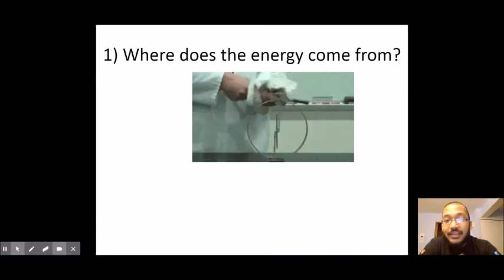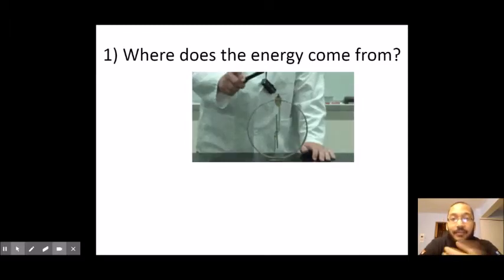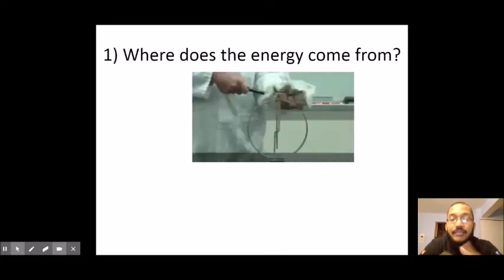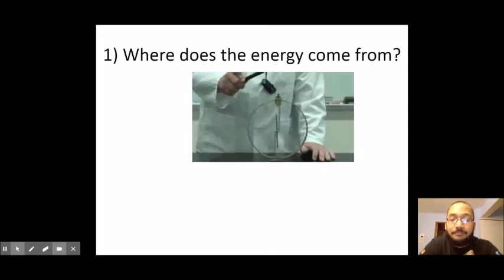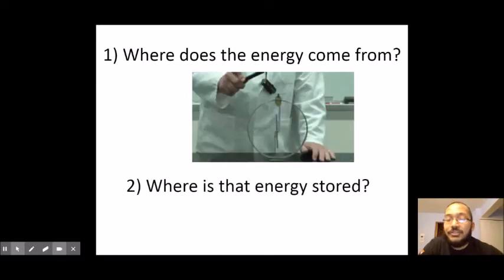You might have guessed it. You can see the person is rubbing the rod on the fur. They are doing work on it, and that's where the energy is originally coming from. What I want to hone in on, though, is when the person is doing work on it, where is that energy stored?